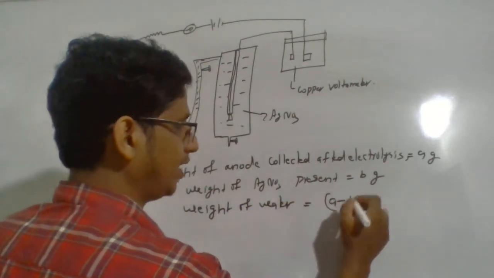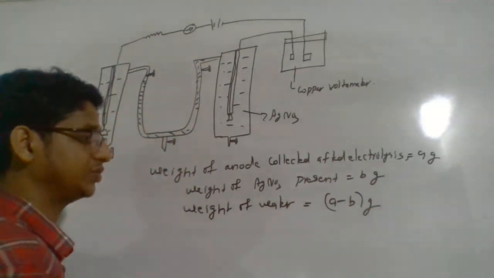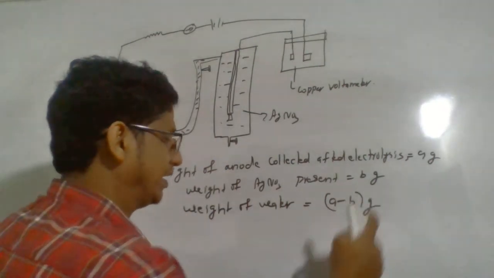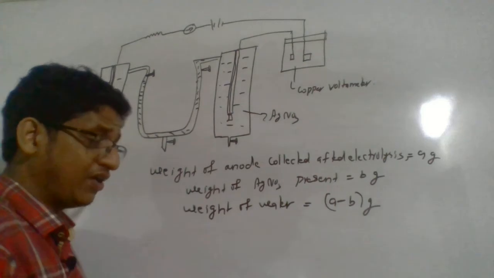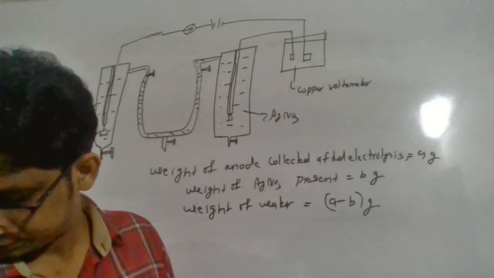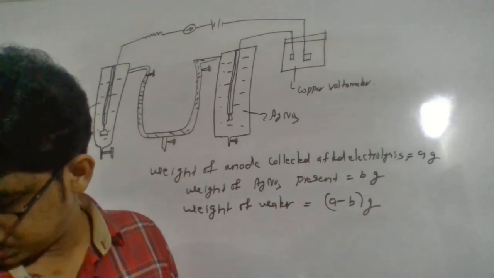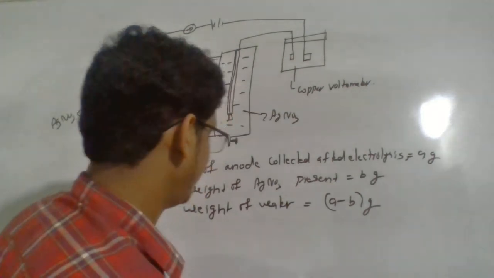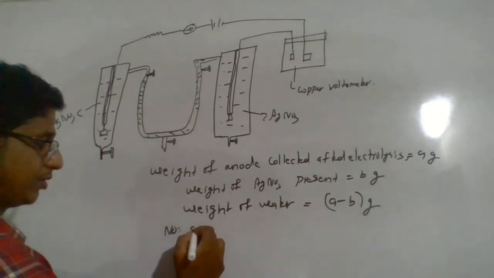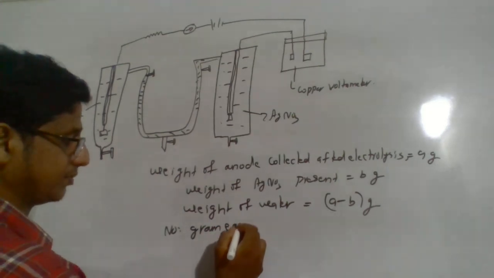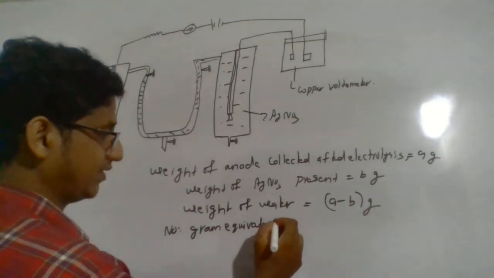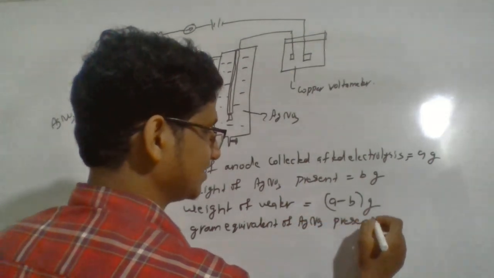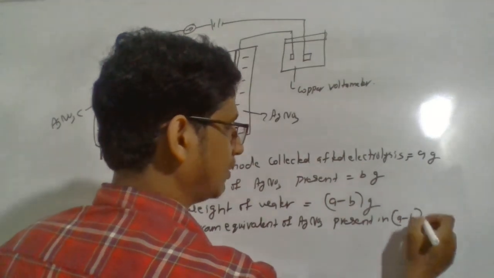A minus B gram. Why? Because the weight of the whole anode solution is A gram, and the weight of silver nitrate is B gram. So A minus B gram will give you the weight of water. Now let us take the number of gram equivalents of silver nitrate present in A minus B gram of water.